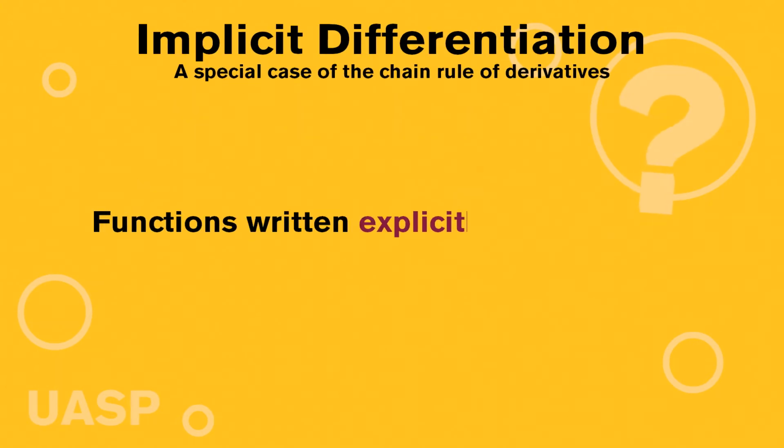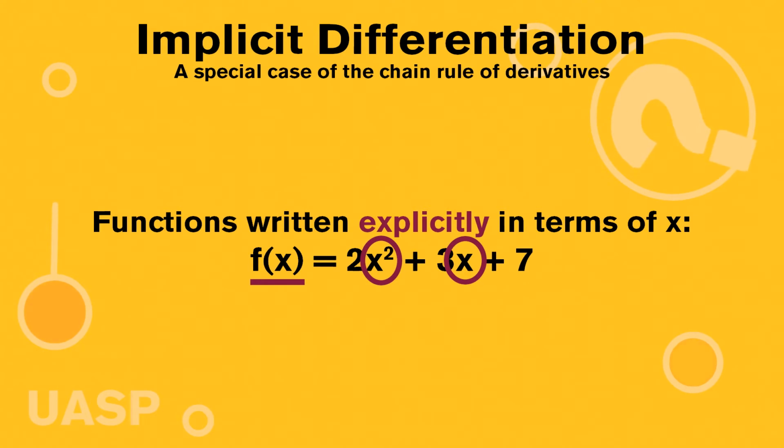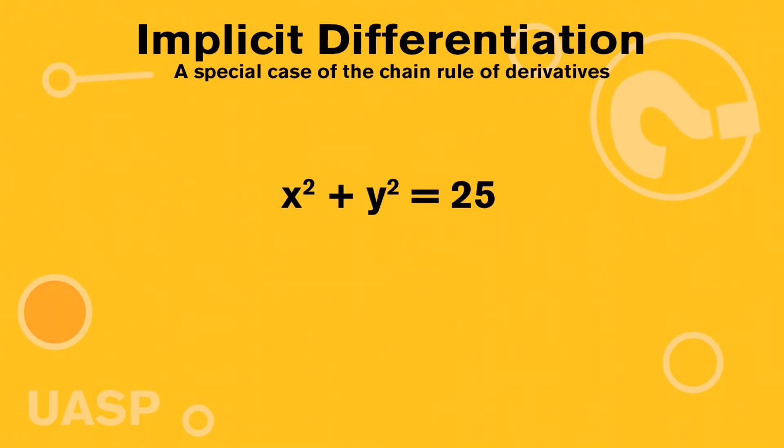The majority of differentiation problems involve functions where y is written explicitly as functions of x. For example, this equation is written as y equals a function that only has x as a variable in it. Its derivative would simply follow rules as normal. But in cases like this equation, the problem is not written in that format.